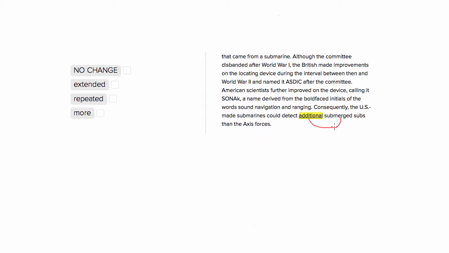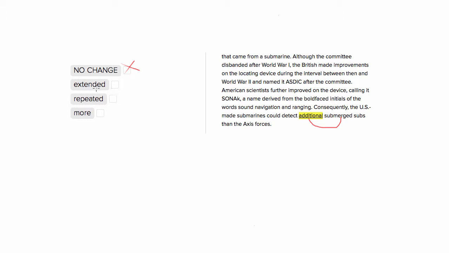So we see here, if we don't change this, it doesn't really make much sense, because it'll read, "Consequently, the US-made submarines could detect additional submerged subs than the Axis forces." This isn't going to make sense because it's not comparing the US ability to detect the submarines against the Axis ability.